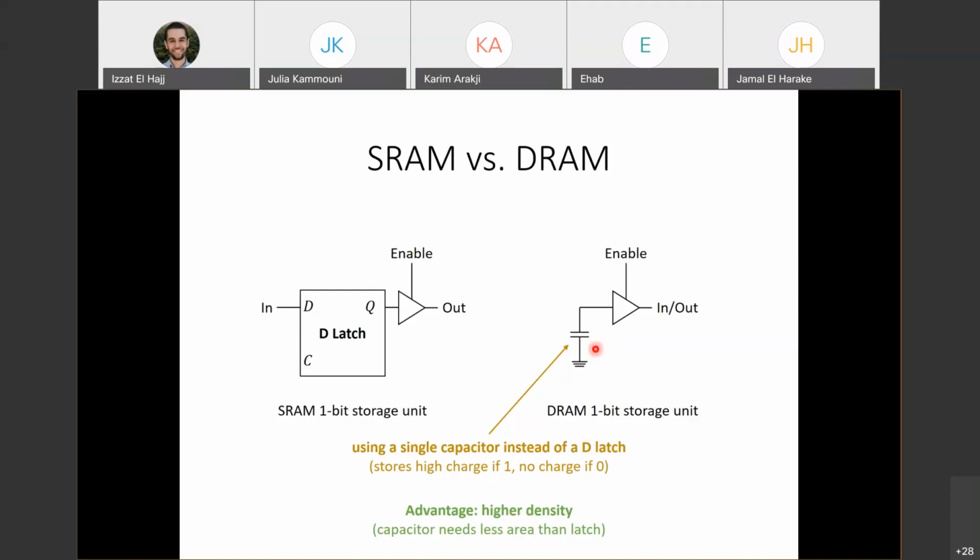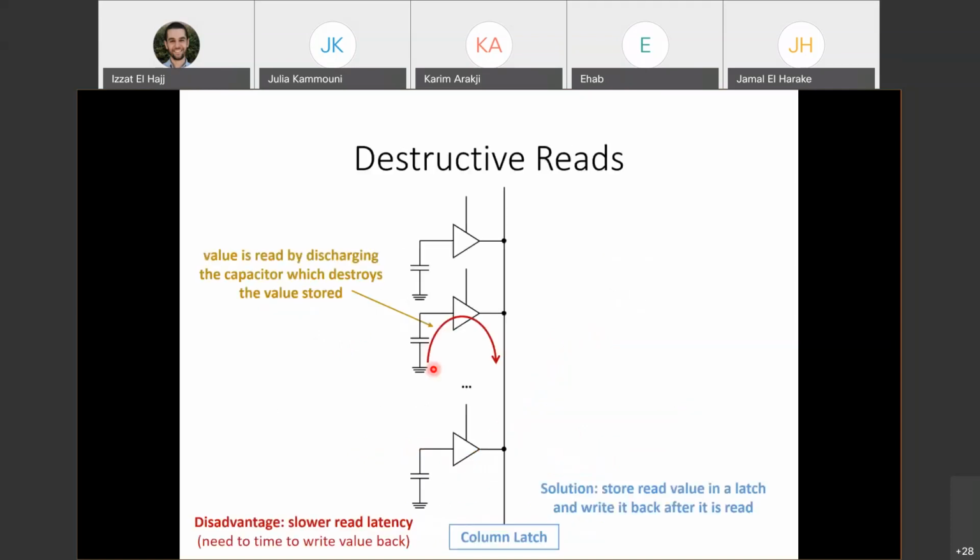However, the disadvantage of capacitors is, first of all, when we read data, we discharge the capacitor, which means we destroy the value that's stored in the capacitor. So every time we read, we're destroying the value that we read, and what that means is that we have to actually write back to the capacitor.